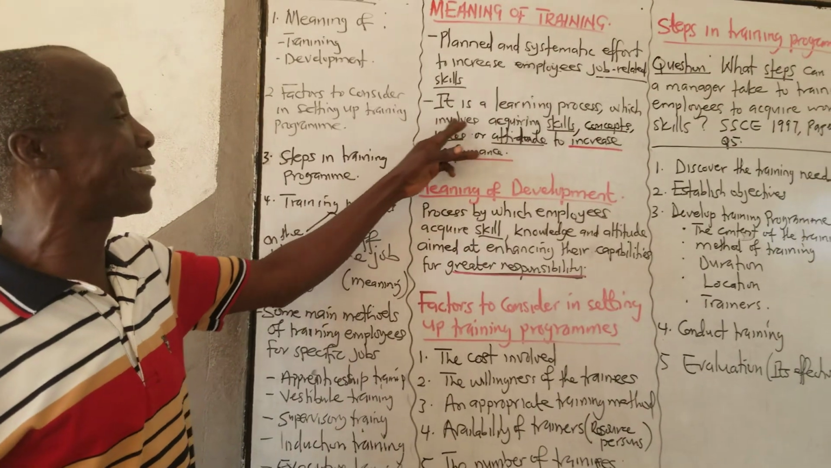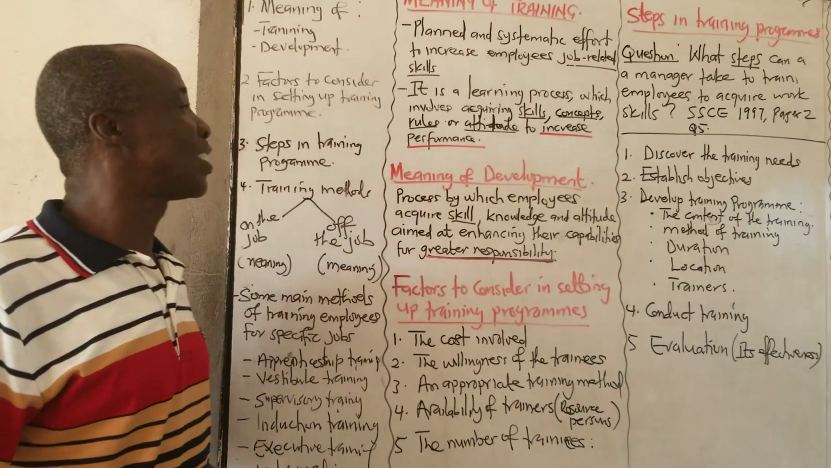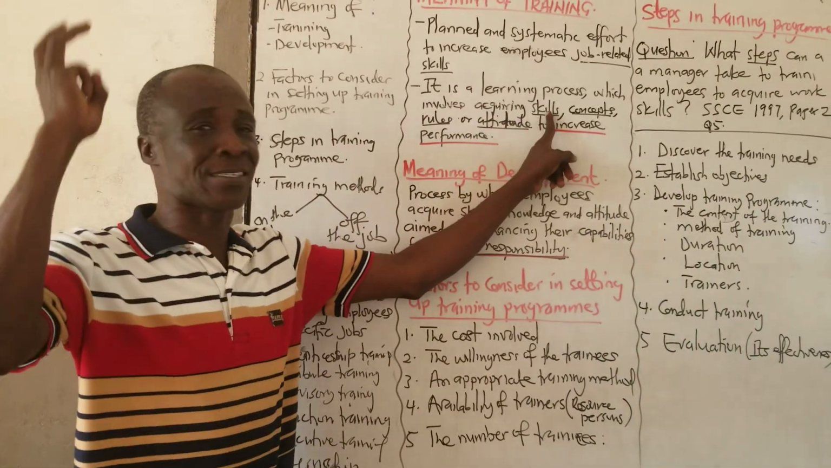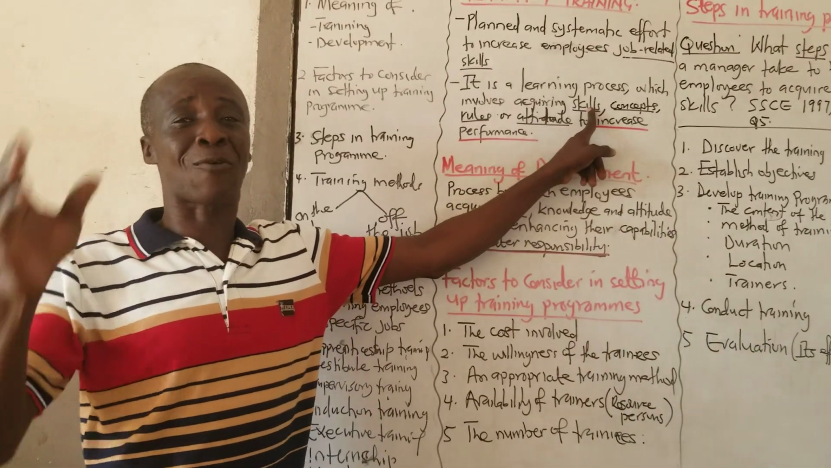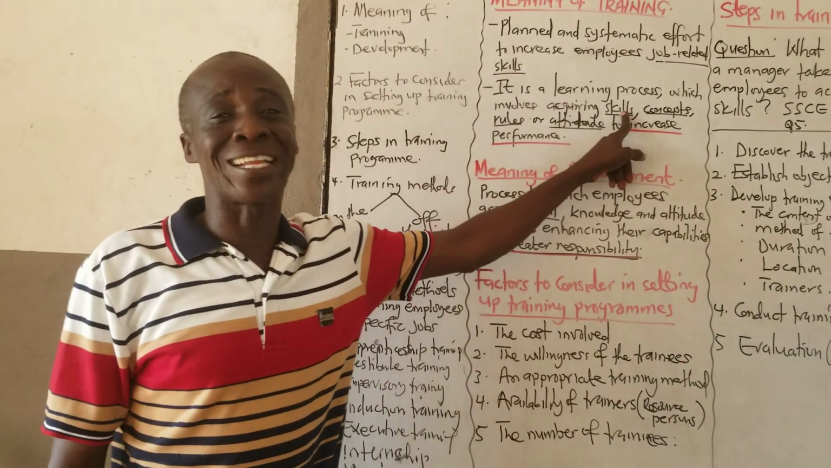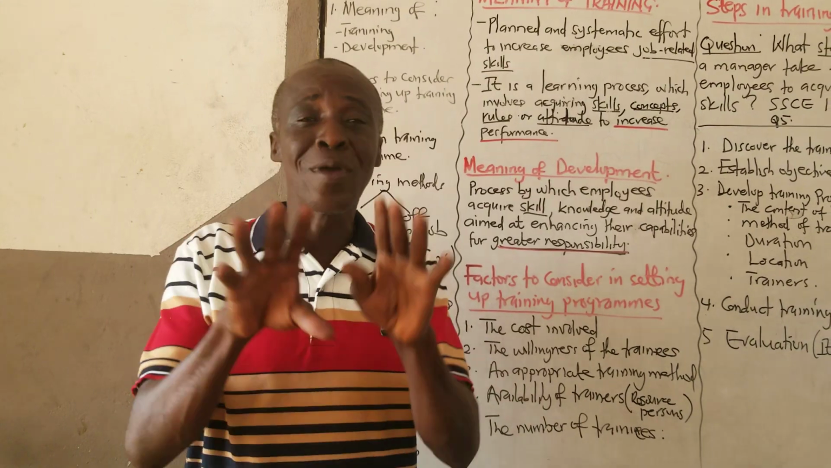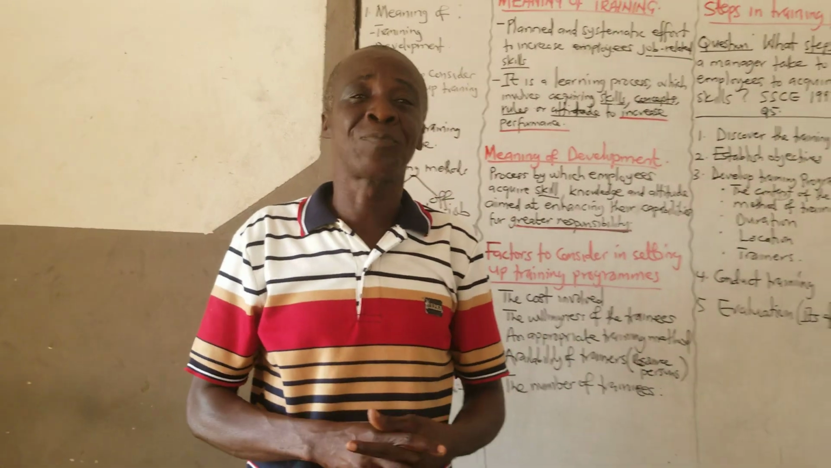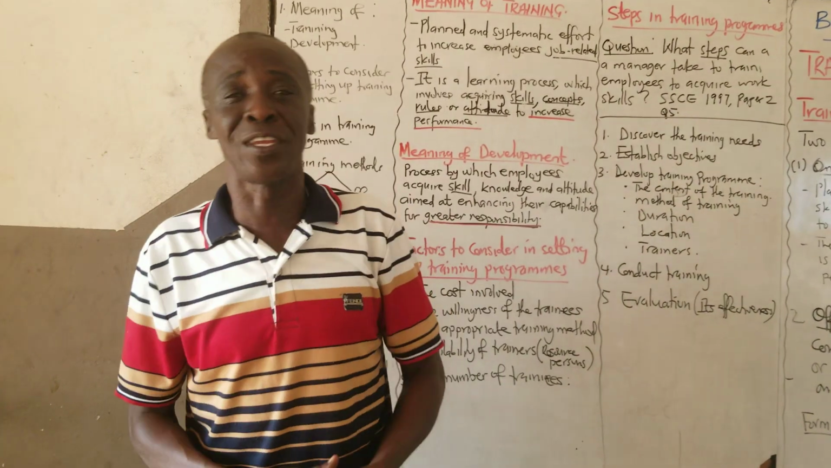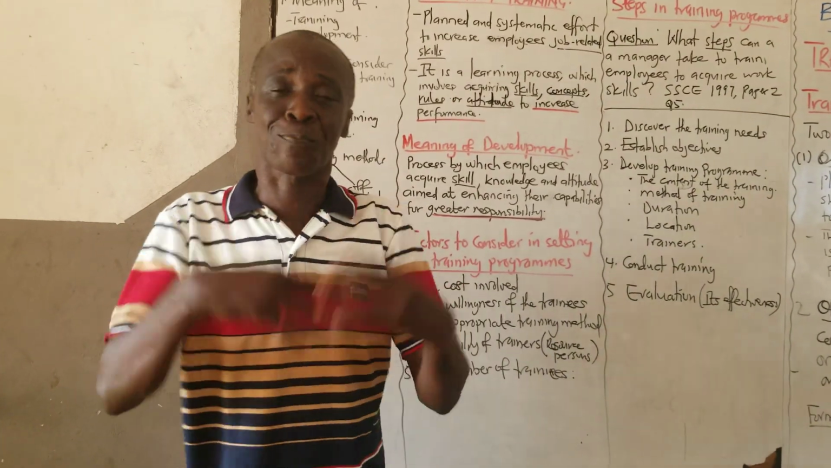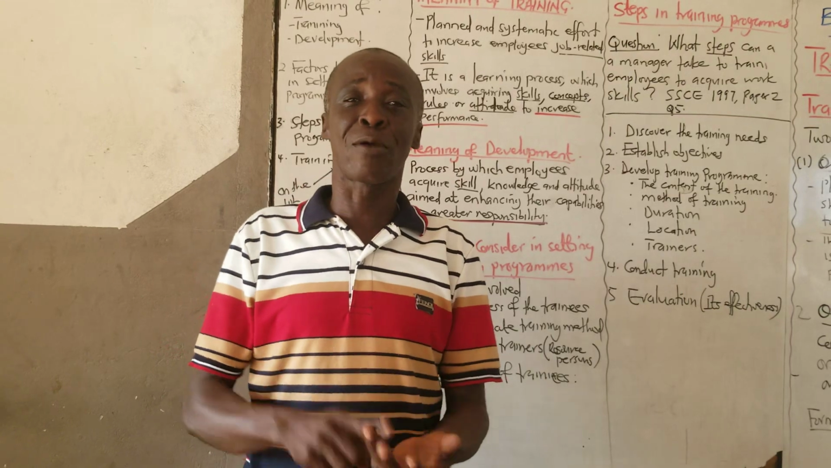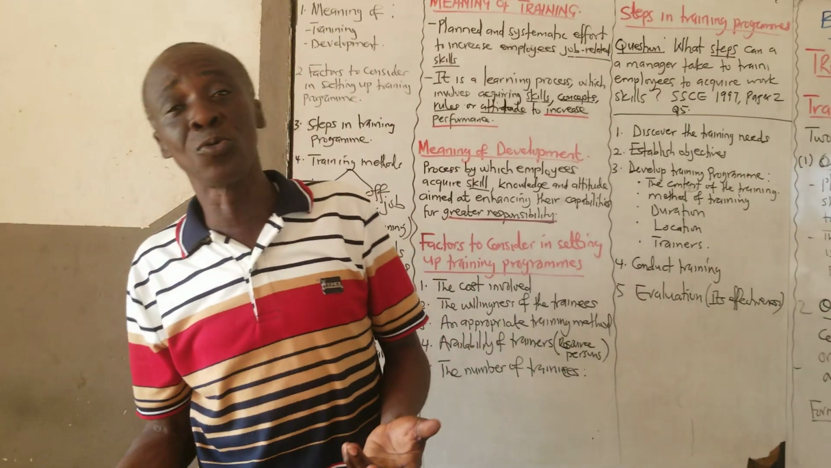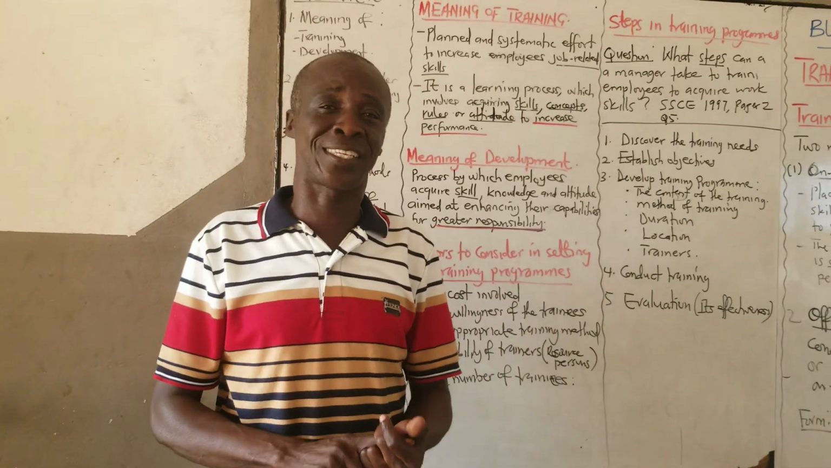Then we also say that it is a learning process which involves acquiring skills. So during training programs, you acquire skills. Were you a typist? Yes, you may have the skills, but you may have to improve the skills so that instead of typing 40 words per minute, you can now type 60 words per minute. So during training programs, you acquire skills, either new ones or you improve upon the existing ones.